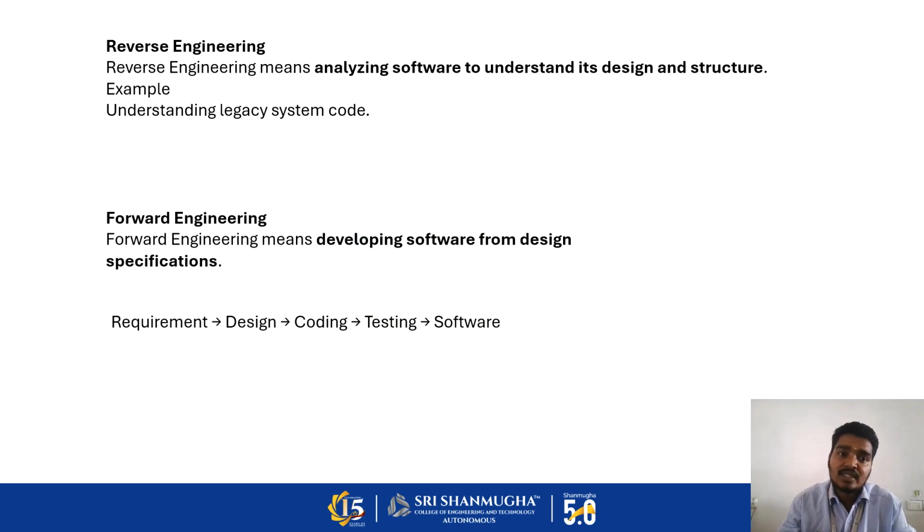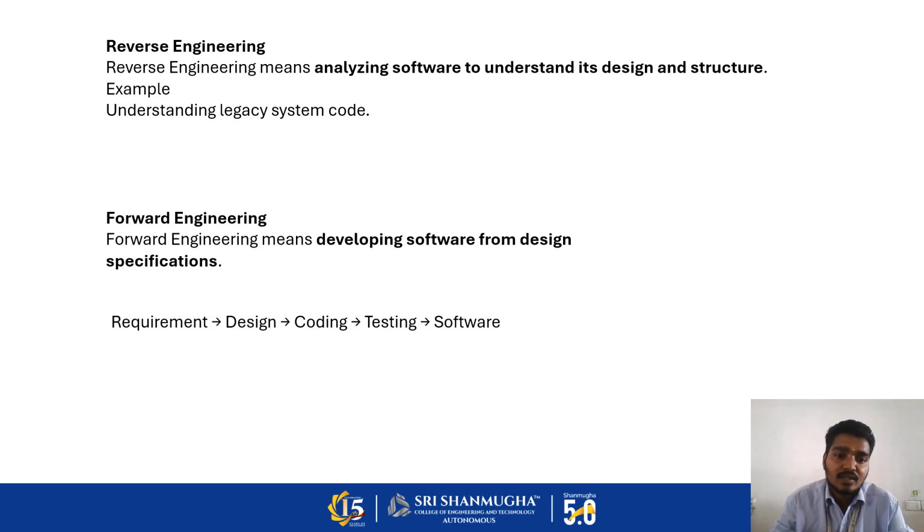Next is reverse engineering. So what is reverse engineering? It is analyzing software to understand its design and structure, which is called reverse engineering. An example is understanding legacy system code. That is called the reverse engineering method. Now forward engineering. Forward engineering means developing software from the design specification.